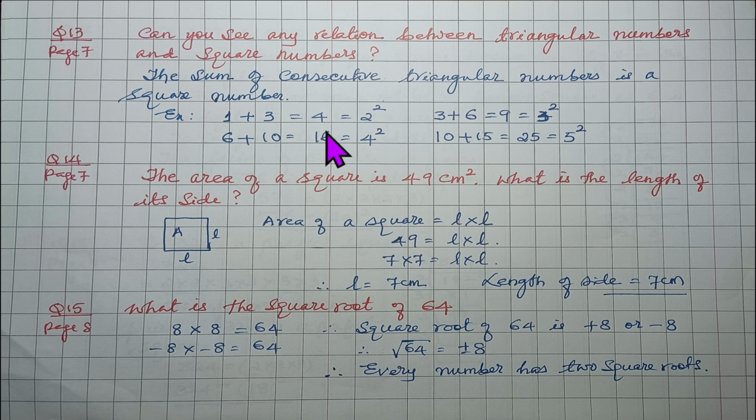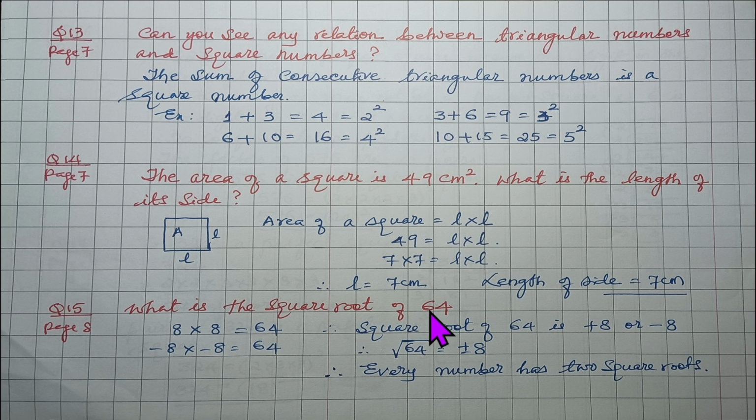Question number 14, and please go through the basics of this particular topic in the video which is already available on this channel. Now question number 14, page 7: the area of a square is 49 centimeter square. What is the length of its side? We are given a square here, its area is given, and the area of a square is L into L. Therefore L into L is 49, so L has to be 7, because 7 into 7 is equal to L into L. Therefore L is 7 centimeter. Or, in simple terms, just find the square root of 49, that will be the length of the side of the square, and that is the answer.